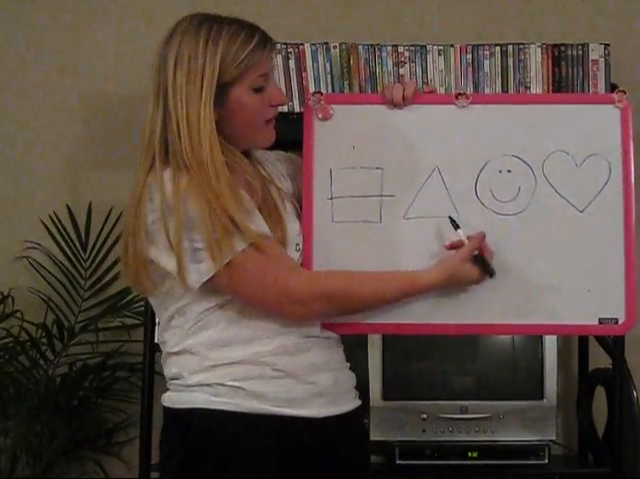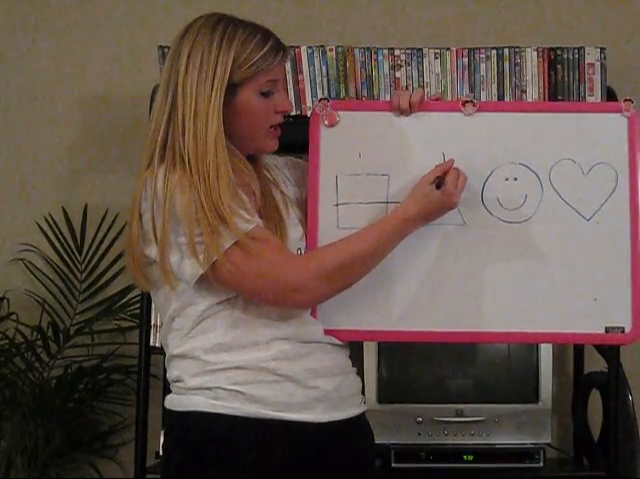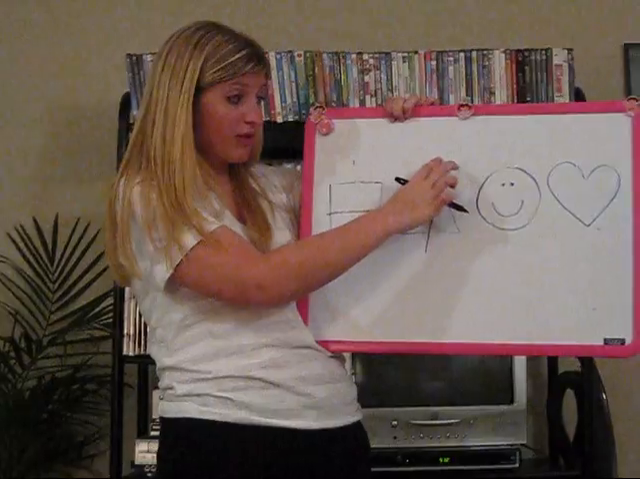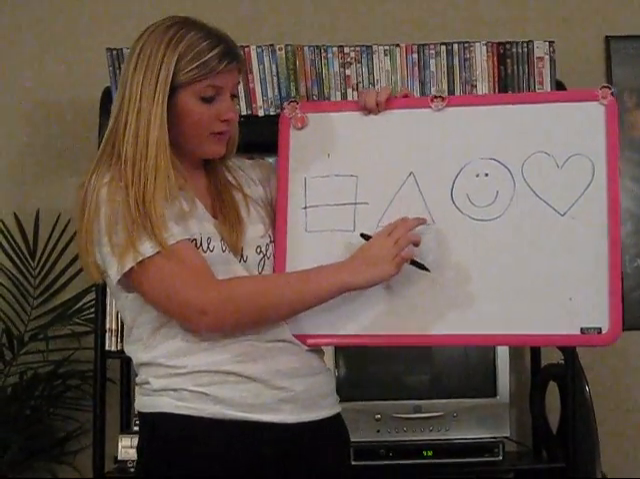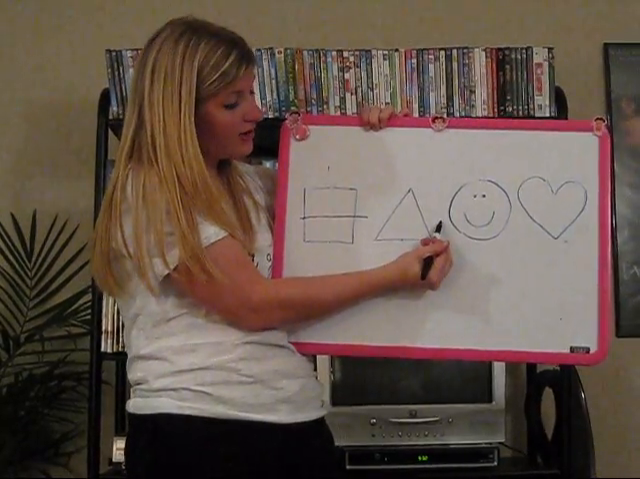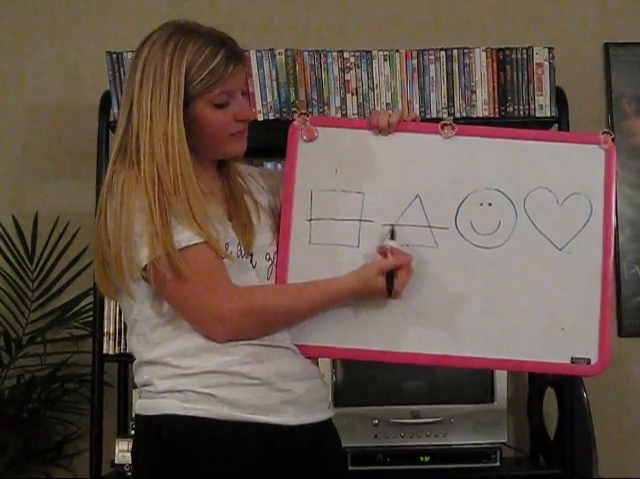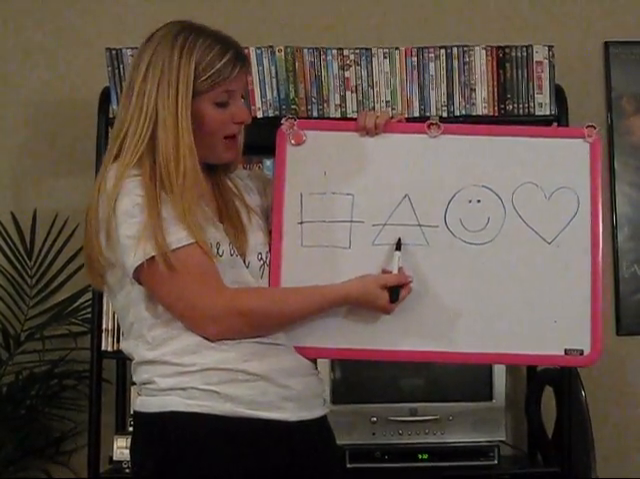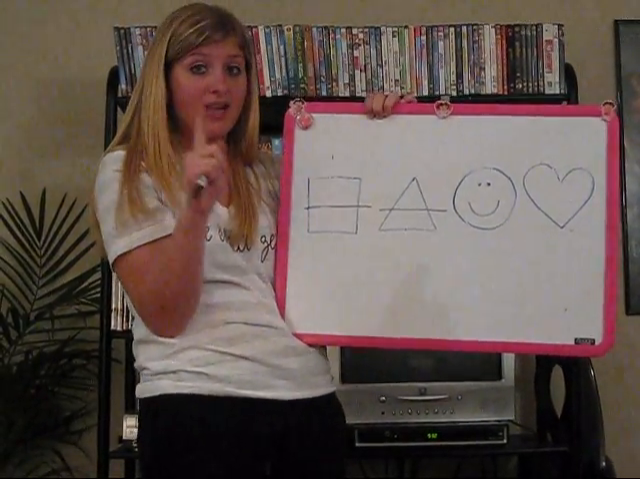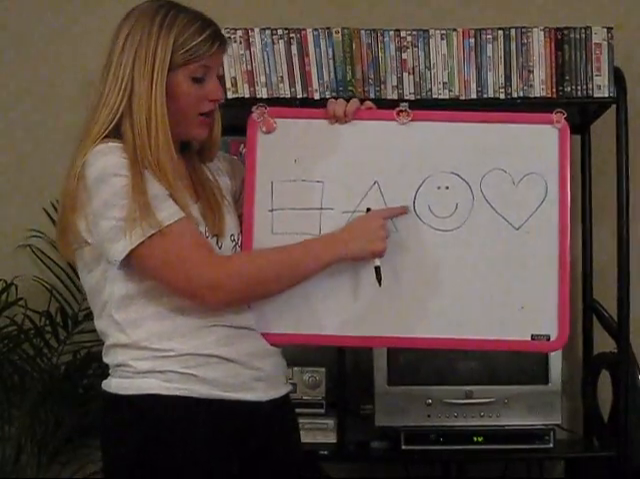So let's see, can we do it with a triangle? Let's start trying this way. And see how they're equal? Do you think we could do it horizontally? Maybe? Well, let's see if we try. Let's try it right like this. Do those look the same, the top and bottom? No. That means it only has one line of symmetry, and it's only vertically.